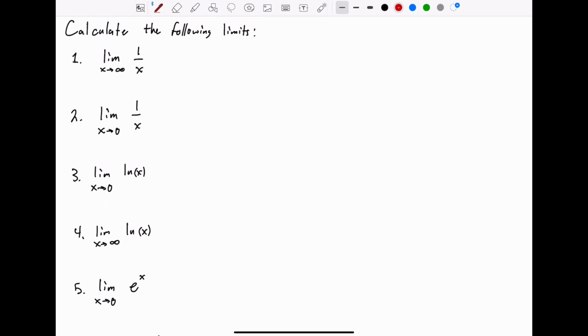For these problems, it's really helpful to draw the graphs of the functions if we can. We just practiced drawing the graph of 1 over x. So let's just give a quick sketch here. 1 over x looks something like this. So we're first taking the limit as x approaches infinity of 1 over x. As x goes to infinity, 1 over x goes to 0. And another way of thinking about this is when we divide by larger and larger numbers, the result gets smaller and smaller. So this limit is 0.